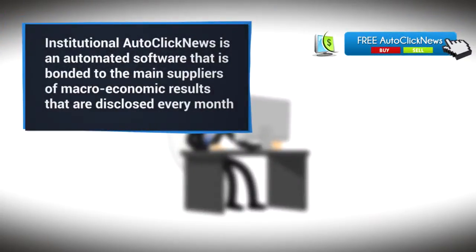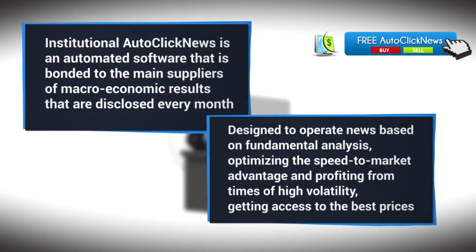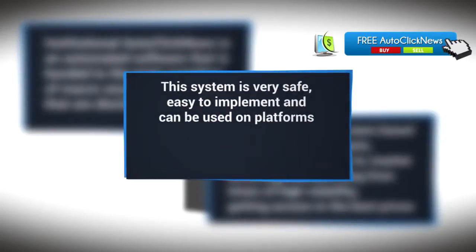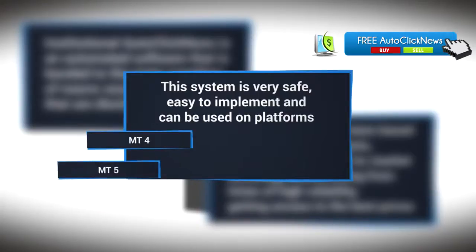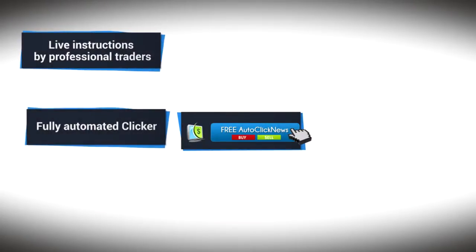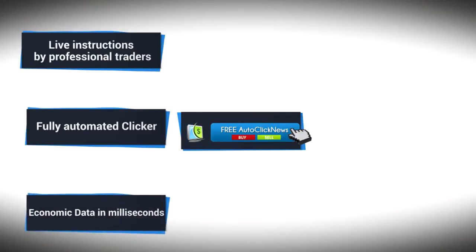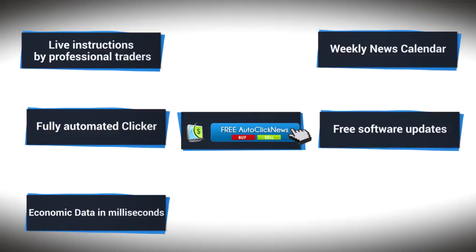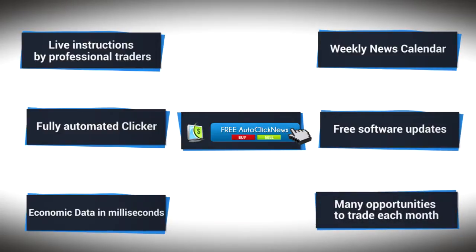Institutional auto-click news is an automated software that is bonded to the main suppliers of macroeconomic results that are disclosed every month. Designed to operate news based on fundamental analysis, optimizing the speed to market advantage and profiting from times of high volatility, getting access to the best prices. This system is very safe, easy to implement, and can be used on platforms MT4, MT5, Flash, Java, ActTrader, etc. We will show that auto-click news has live instructions by professional traders, a fully automated clicker, economic data in milliseconds, a weekly news calendar, free software updates, and many opportunities to trade each month.